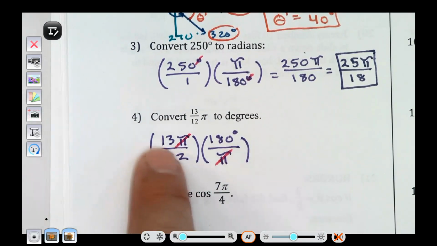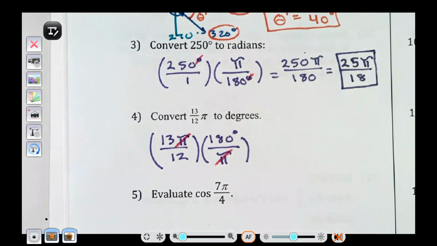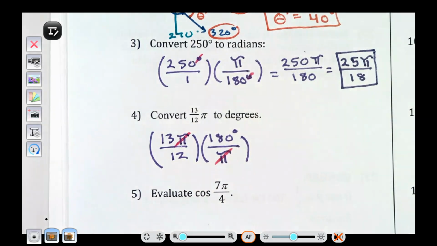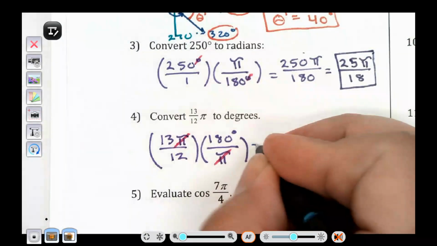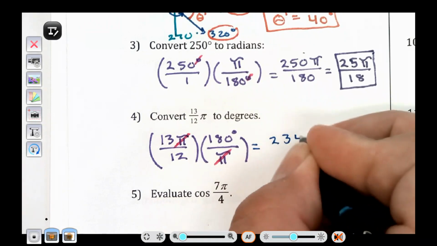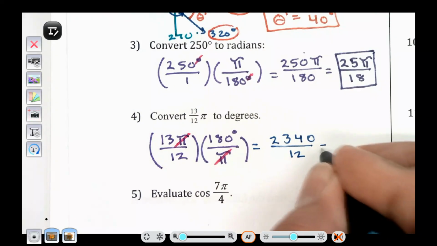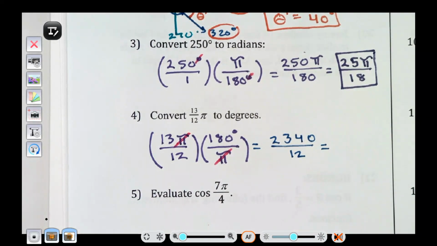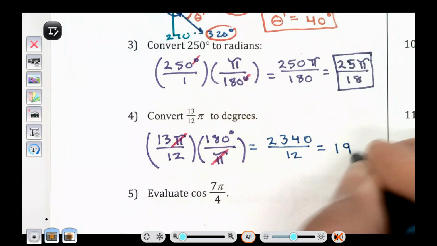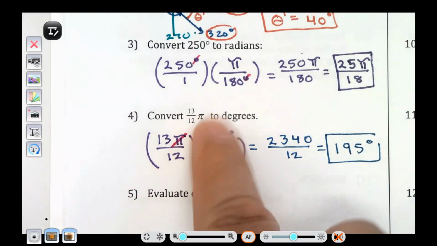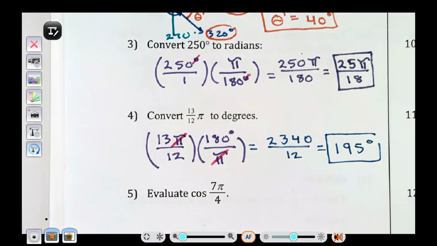So we're going to multiply straight across. 13 times 180 is 2,340. But no more pi's. Don't forget, I'm just going to divide that by 12. And I get an answer of 195. So there it is in degrees: the equivalent of 13 over 12 pi is 195 degrees.